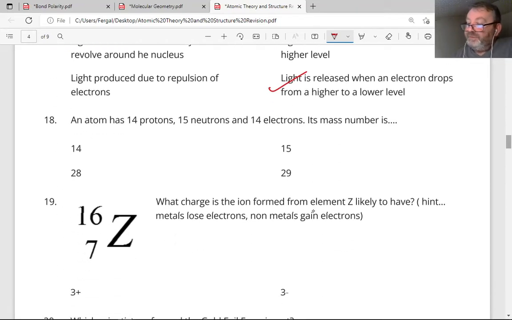An atom has 14 protons, 15 neutrons, and 14 electrons. Its mass number? Now, the combined mass of the nucleus is the number of protons and neutrons, which gives you an answer of 29.